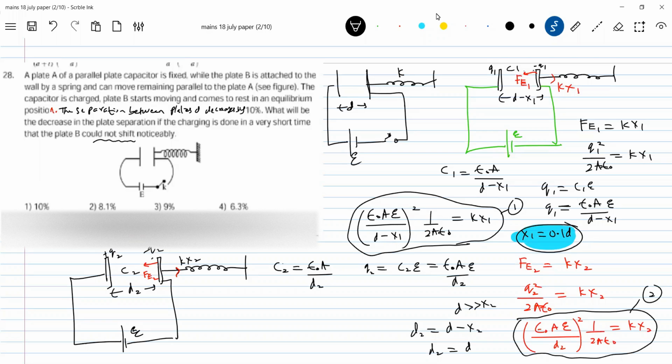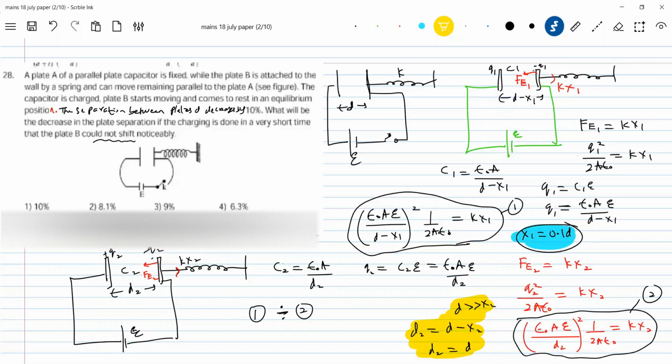So we know x1. From these two, dividing 1 and 2, we will get one equation. This condition, what he has given, is very important. Applying this, we'll get the x2, then we can compare it. Check whether the answer is coming or not.